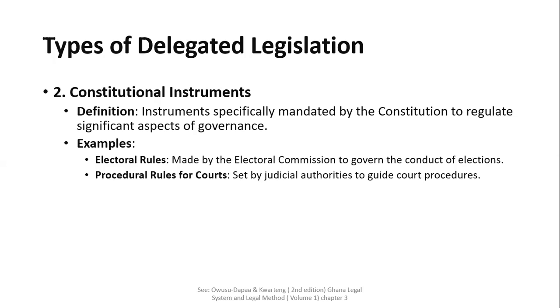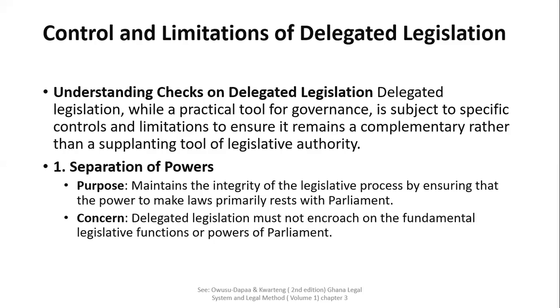So, for example, we have the Civil Procedure Rules 2004, CI 47, which governs the High Court and the Circuit Court when it comes to civil cases, and so on. You have the Court of Appeal Rules of 1997, CI 19, which governs the procedure in the Court of Appeal. Then we have CI 16, which governs procedure in the Supreme Court. So these are all examples of constitutional instruments.